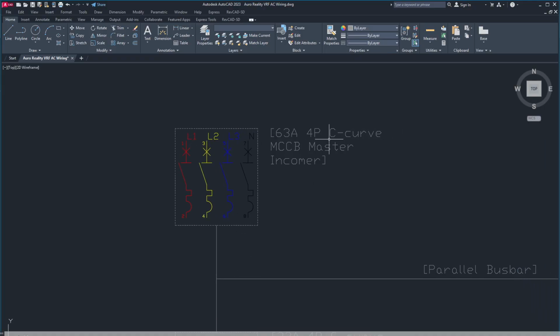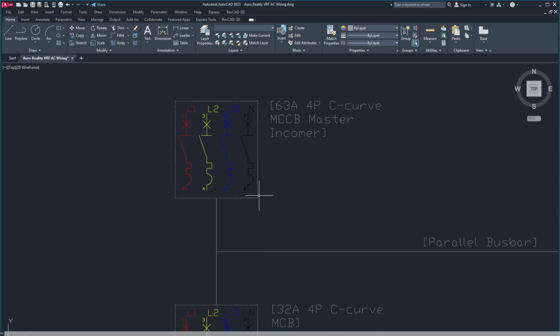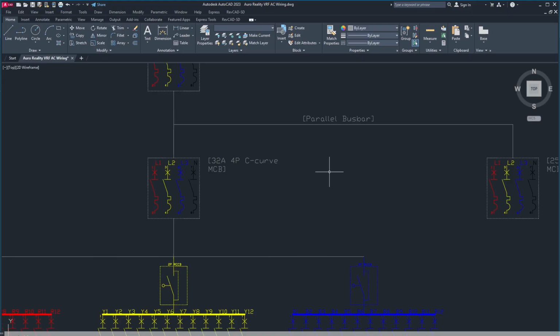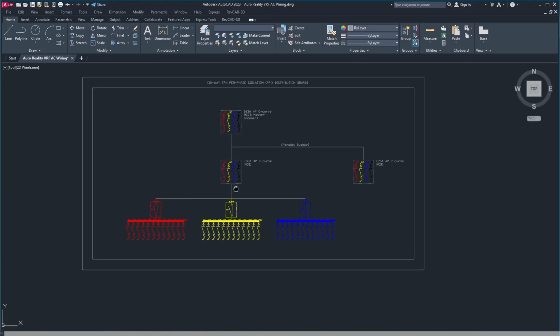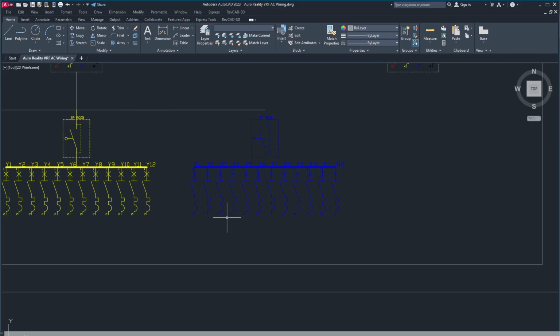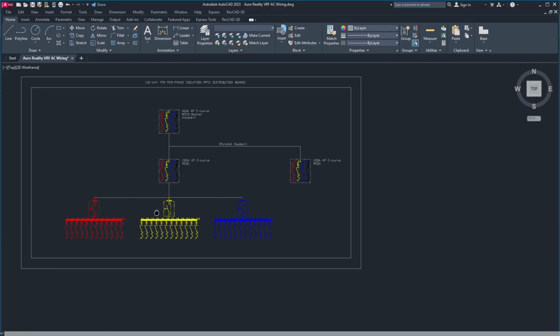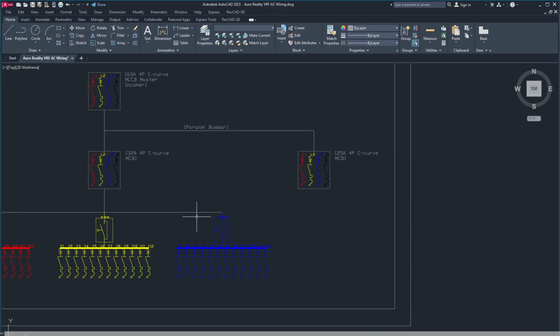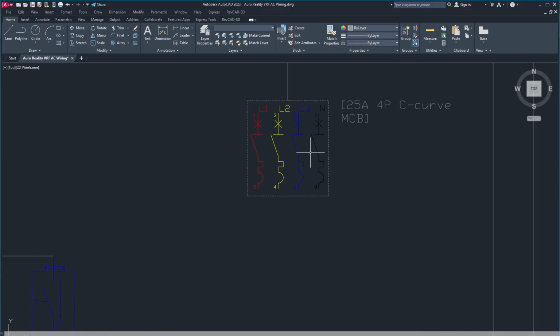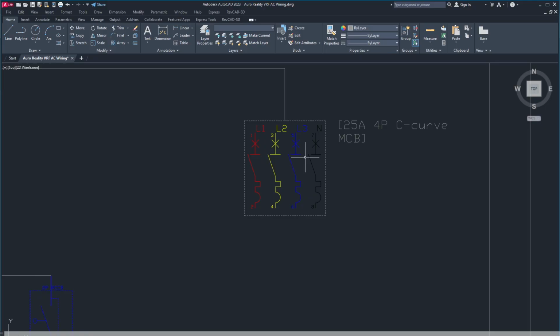So this is the main MCCB, molded case circuit breaker, which is the main incomer. Parallel bus. This is for my house, and this is for the VRF, the outdoor VRF which I have.